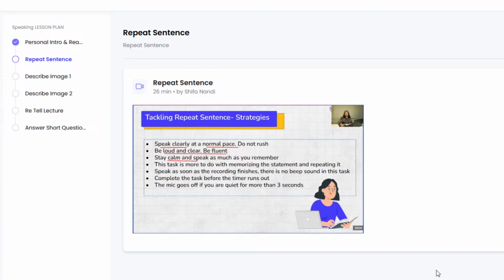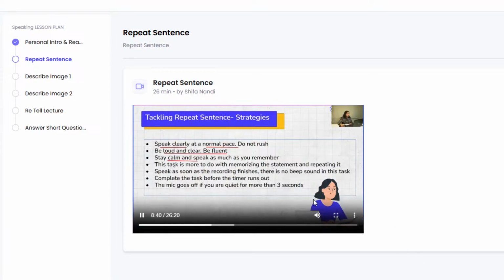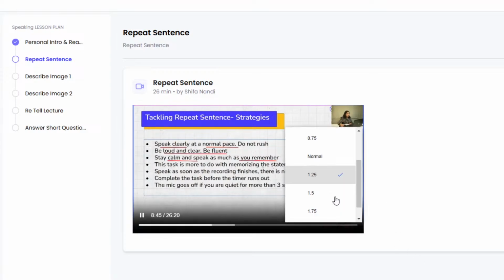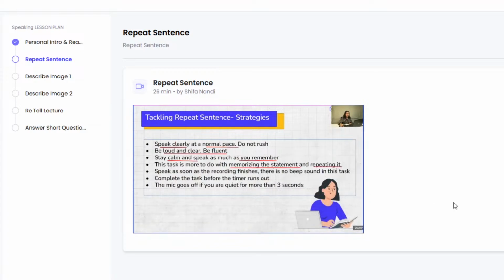Students, here I would like to give you one very important tip: don't waste your time correcting yourself. That means don't do self-correction, or worry too much about it, because there are only 15 seconds to record your response. So just go ahead and record your response before the progress bar reaches the extreme right end. Well, now try to speak as much as you can remember. So this task is more about memorizing the statement and repeating it the way you heard it.